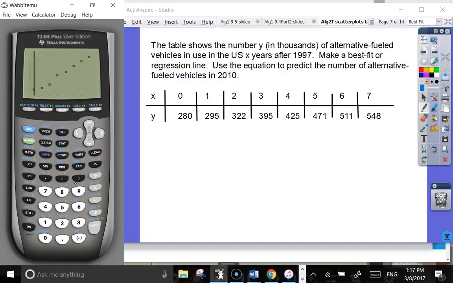Does your graph look like that? Does anybody need help entering data? Okay, it looks pretty good. Does that look like a linear shape? Pretty close. It's got a little bump in there, but it's not too bad. So if you're okay with that being the shape of the graph, and it said make a best fit line, then what are the steps? Stat, calc, 4, and then hit enter 5 times.